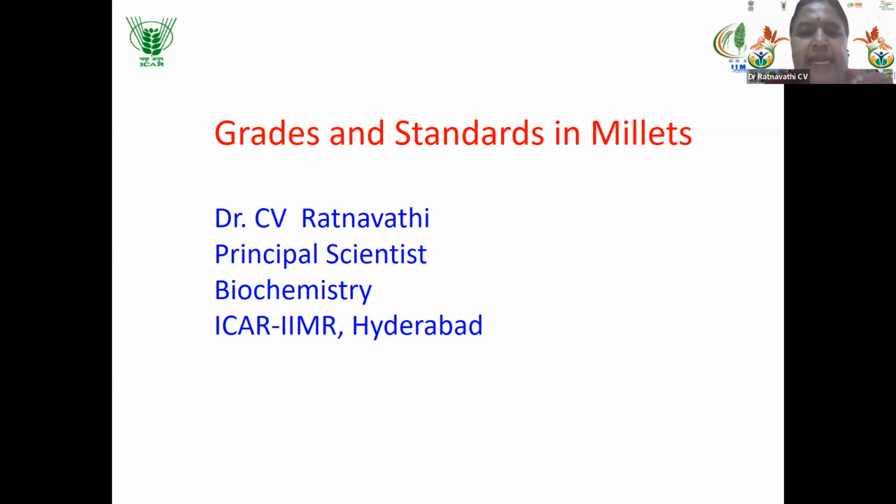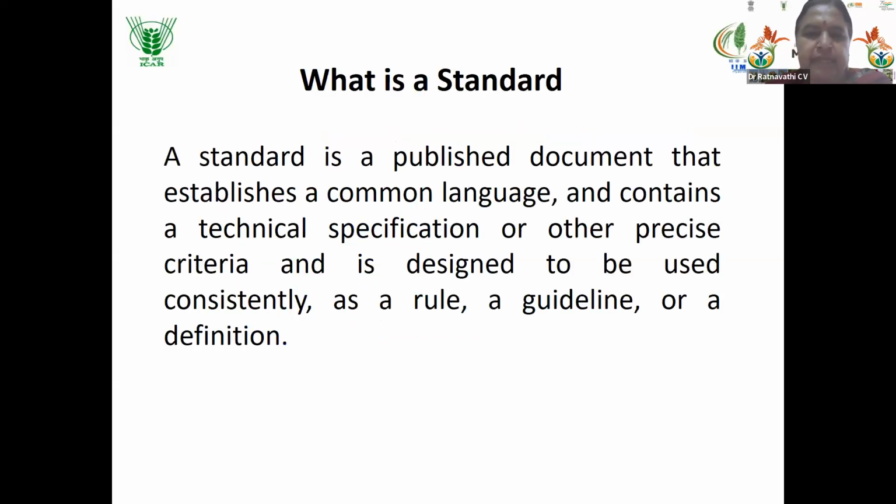On grades and standards in millets. Coming to the definition of standard, a standard is a published document that establishes a common language and contains a technical specification or other precise criteria and is designed to be used consistently as a rule, a guideline, and comes into a gazette. And it has the authority to follow for the parameters. So once the authority decides the parameters, it will come into an authorized document and be released as a gazette.